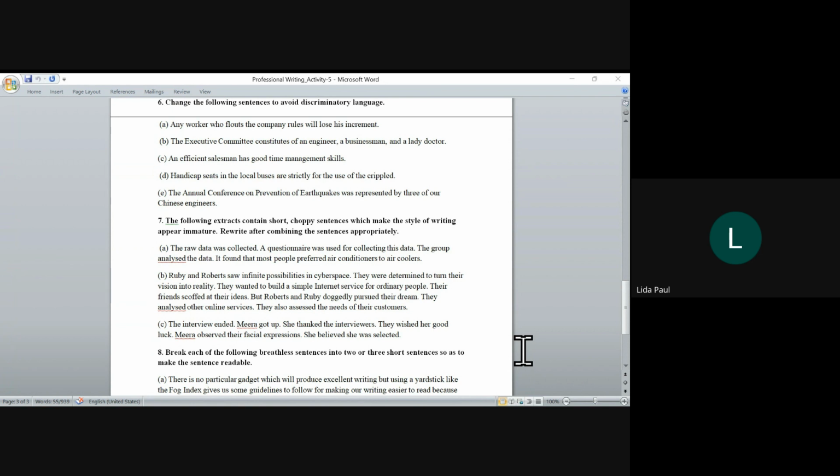Then the last one, they analyzed other online services. They also assess the needs of their customers. So you don't have to write analyzed, assess separately in two different sentences because both will involve assessing or analyzing. It's the same thing. So you can combine it into they analyzed other online services and the needs of their customers. Or alternatively, they assessed other online services and the needs of their customers.